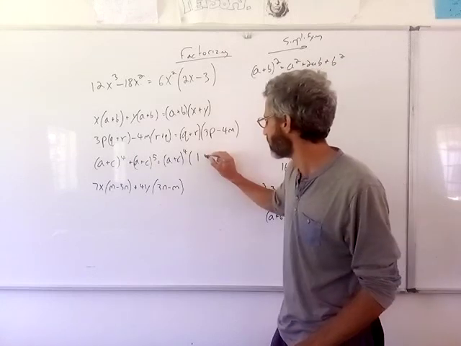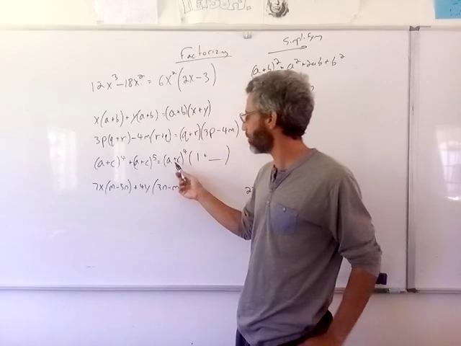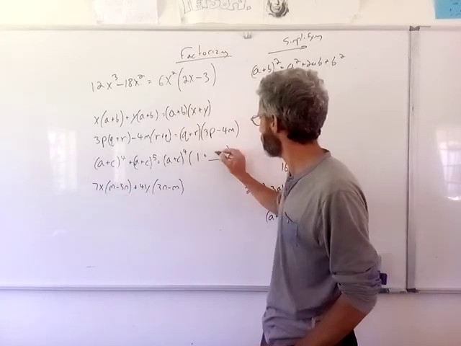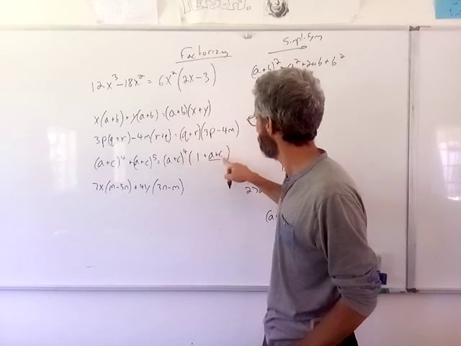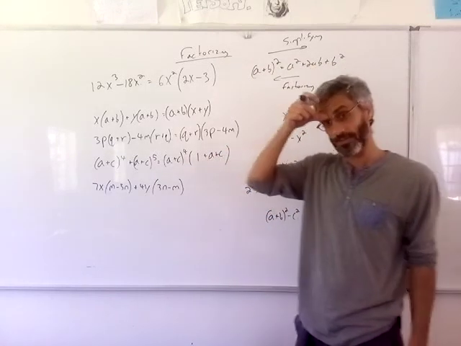Plus. What should I have now here? What must I multiply (a plus c) to the power 4 by to get (a plus c) to the power 5? Well, the answer is a plus c. So this is the answer: 1 plus (a plus c) in the brackets.